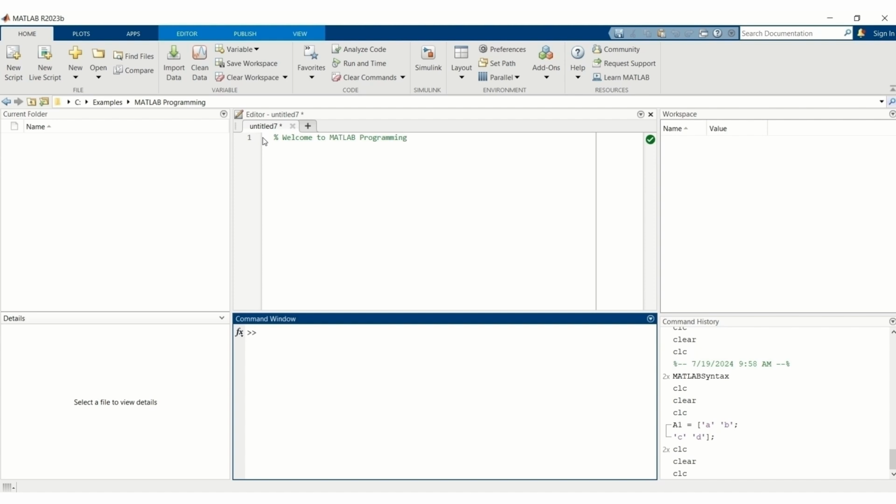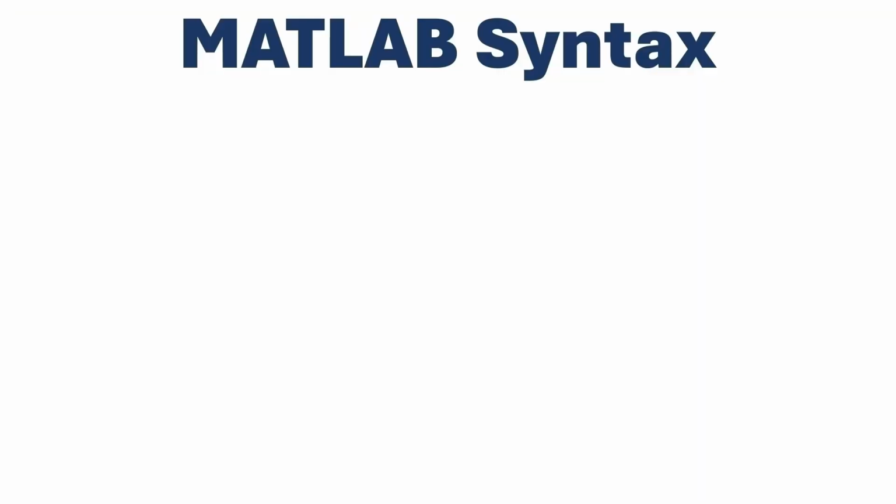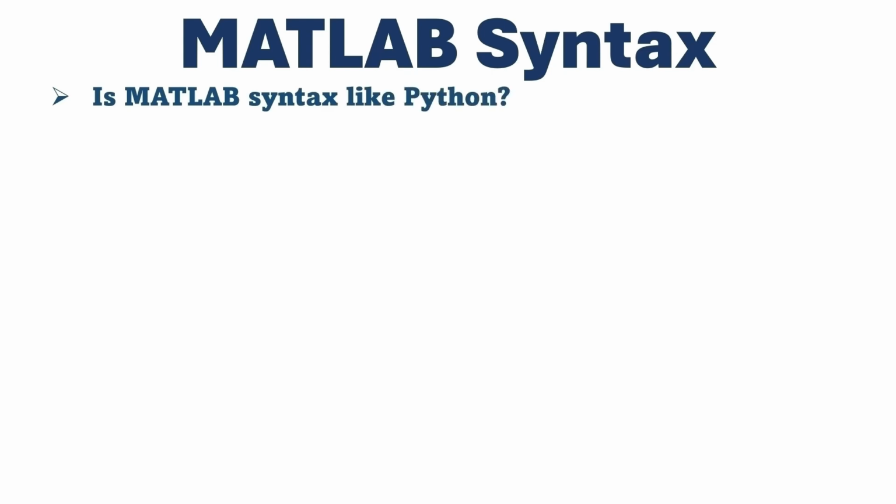So a comment is always written with the percentage symbol, and whatever you write there always appears in green color. So this is all about the MATLAB syntax. But after relating the theoretical part with the practical sessions, if you compare the MATLAB scripting language with other programming languages like Python and C++, definitely one question would be in your mind. And that question is: is MATLAB syntax similar to Python?